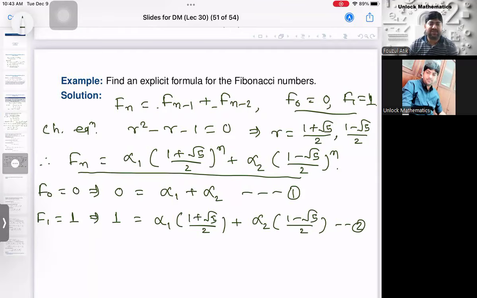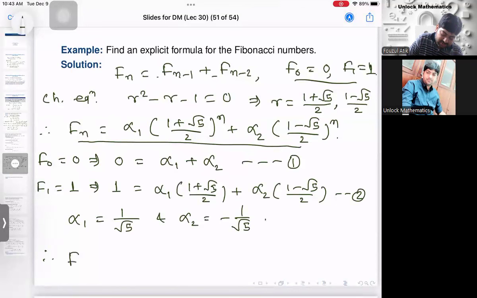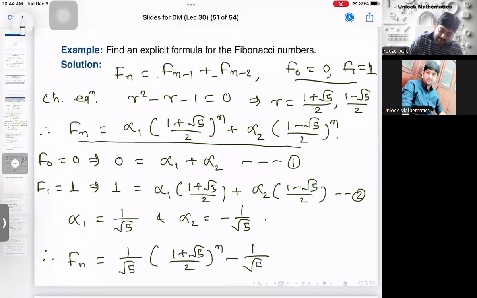If you solve it, you can check by doing this calculation. After solving equations 1 and 2, you will get alpha 1 is equal to 1 by root 5 and alpha 2 is equal to minus 1 by root 5. Hence, this is the solution of the recurrence relation for the Fibonacci sequence: Fn is equal to 1 by root 5 times 1 plus root 5 by 2 whole power n minus 1 by root 5 times 1 minus root 5 by 2 whole to the power n.